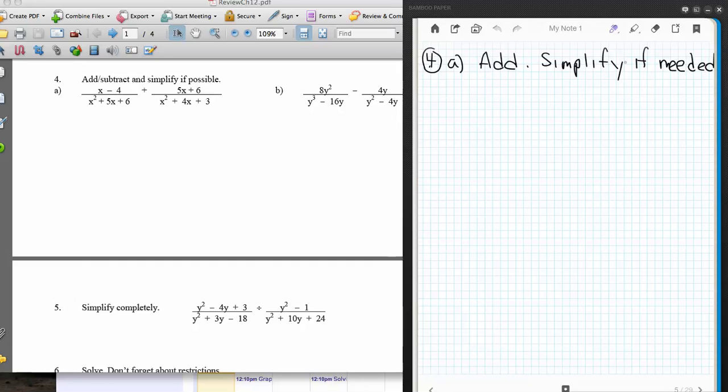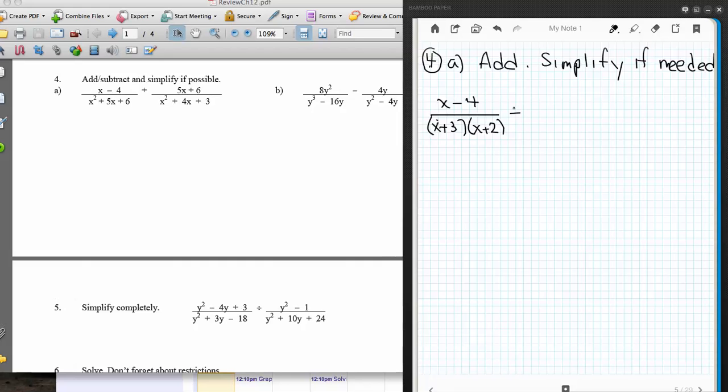So I'm going to take this rational expression and first take a look at the denominators and see that they're not alike. So what I need to do is factor each of them. So this is x minus 4 in the numerator, copying that down, and I would need the factors of 6 that sum to 5. Well, that would be 3 and 4. So x plus 3, and x plus 2.